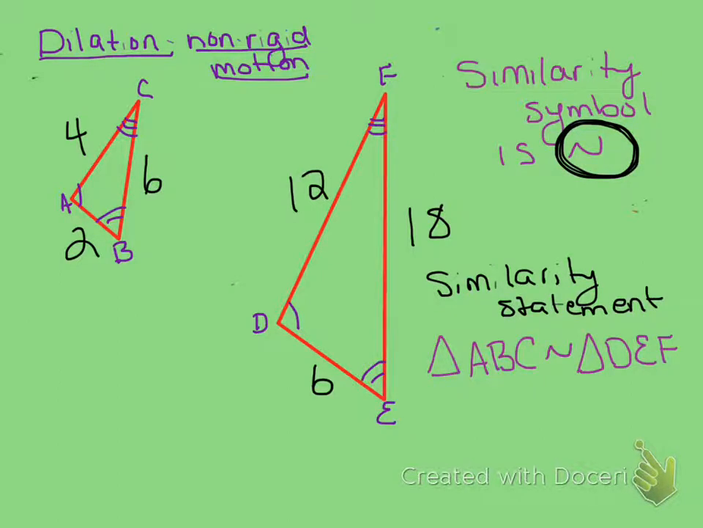So we look at our two triangles and we figure out our corresponding sides and our corresponding angles, just like we did with congruent statements, and we make our similarity statement. Angle A is congruent to angle D, angle B is congruent to angle E, and angle C is congruent to angle F. Because the sides changed, these two triangles are similar, so it's just the squiggle line.